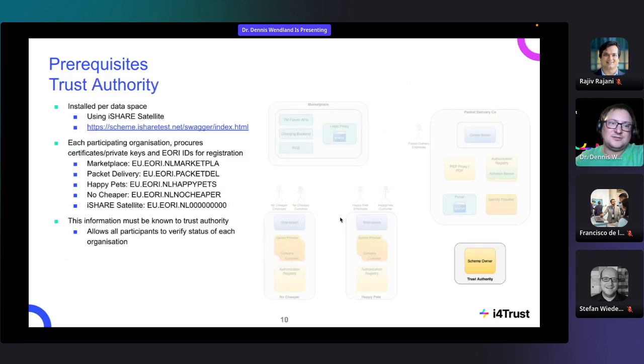Then the trust authority. We are using here the iSHARE satellite. There is a test instance available provided by iSHARE. There, each of these organizations in our use case are all registered with their own EORI IDs. So there's a registration for the marketplace, for the packet delivery company, for these two retailers, Happy Pets and No Cheaper, which is what we call them here. And of course, the iSHARE satellite itself also has some such ID. And using the satellite, within each interaction, every participant in the data space can all the time verify the status of each other organization.